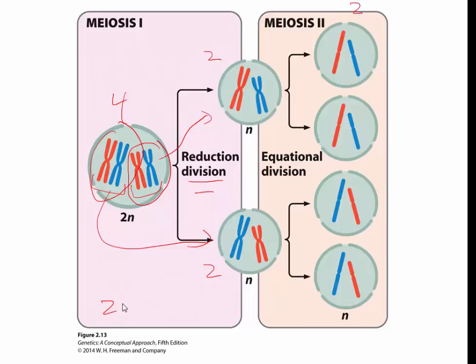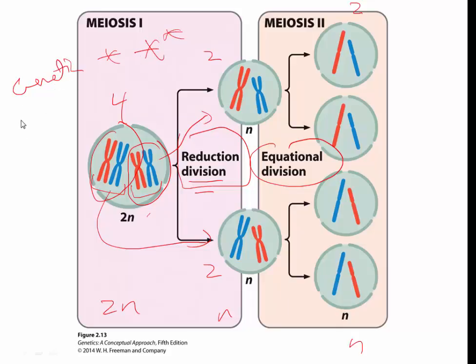So we go from 2N to N to N. So this is another equational division. There's only one reductional division in the universe. That's this one, meiosis 1. This is what gives us genetic diversity. This is what reduces the chromosome number. This is why we have sex.